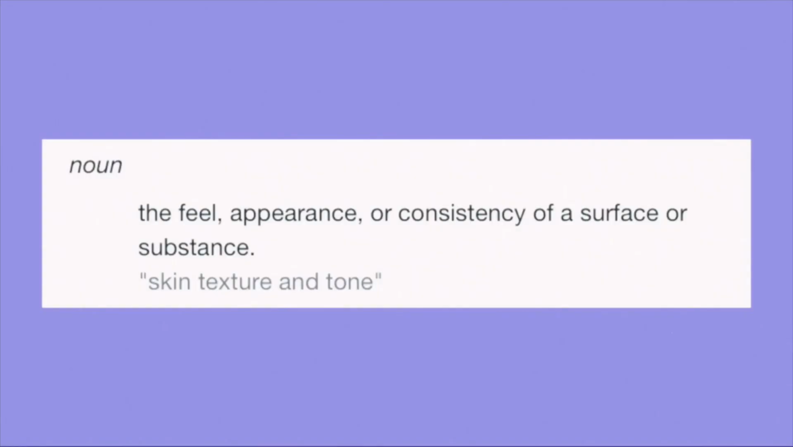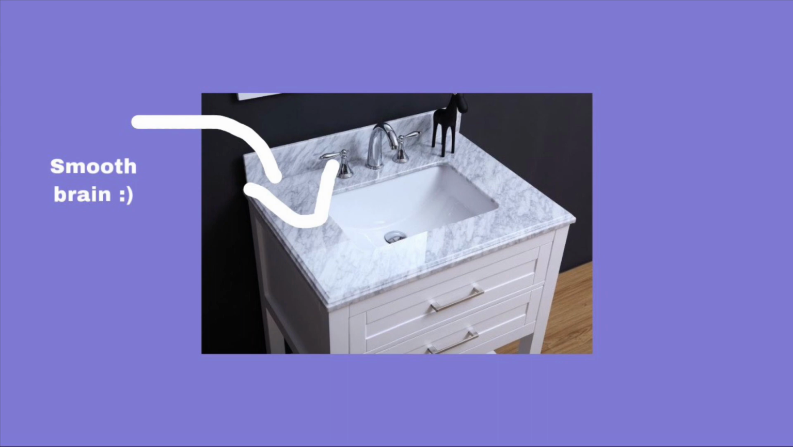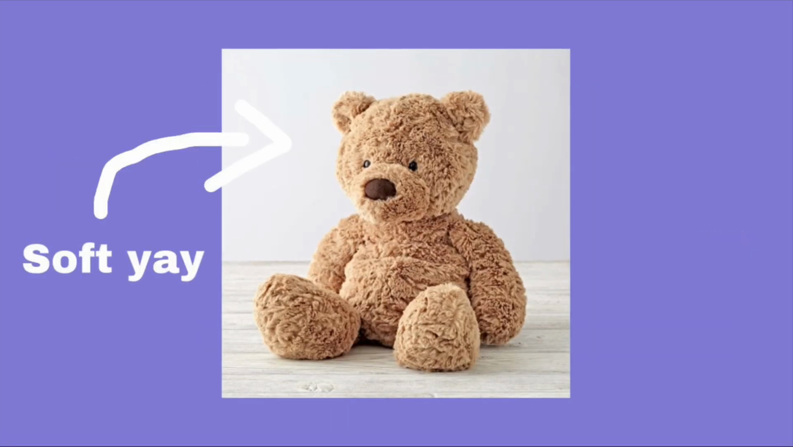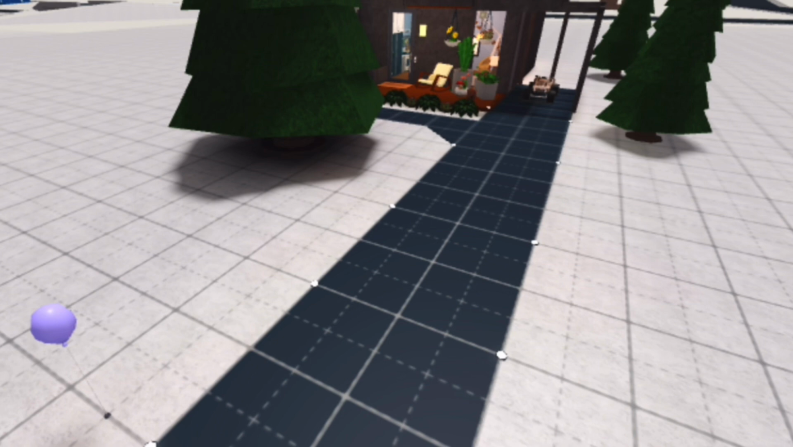According to Google, it is the feel, appearance, or consistency of a surface or substance. For example, a marble countertop: it's smooth, you don't feel any lumps. Then you have a teddy bear, soft and cuddly. And then you have concrete. It's rough and sometimes bumpy. But basically, when you texture in Bloxburg, it shows how you want the item or object to be seen IRL.